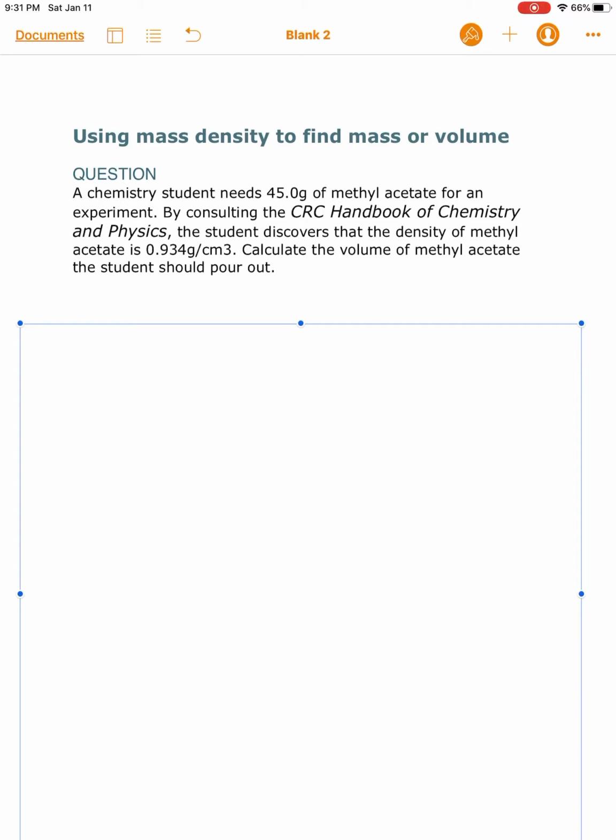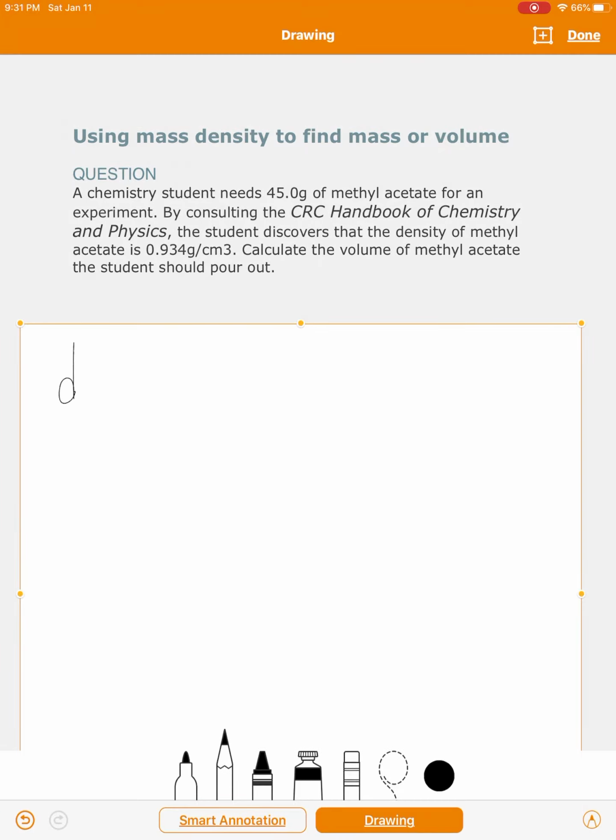So this is a density problem. They give you the density of methyl acetate, and they also give you the mass. And we're asked to find the volume. So we need a little bit of basic algebra here. Let's go back to the definition of density. Density, D, is equal to mass, M, over volume, V.